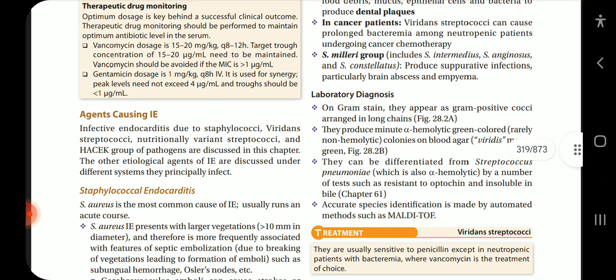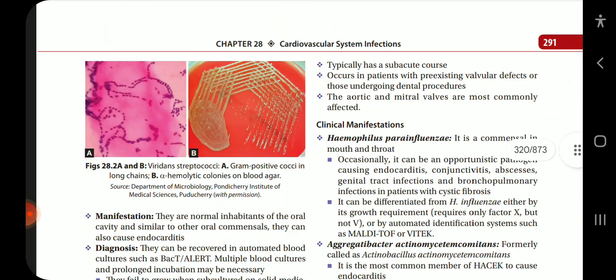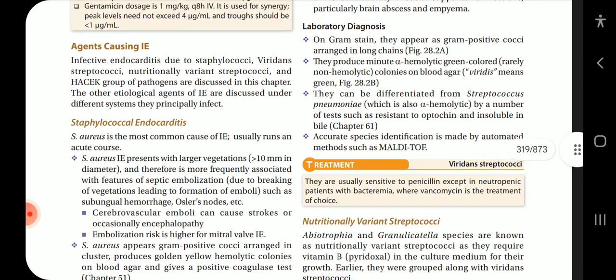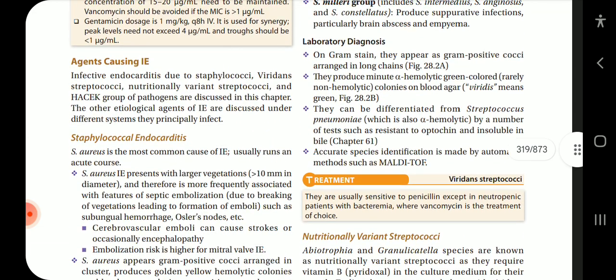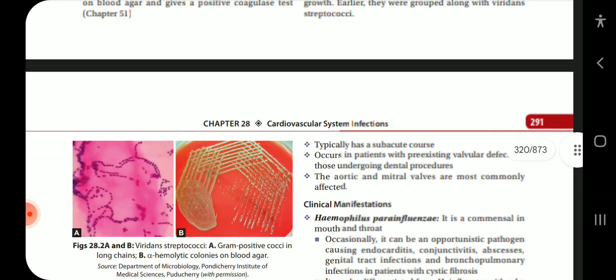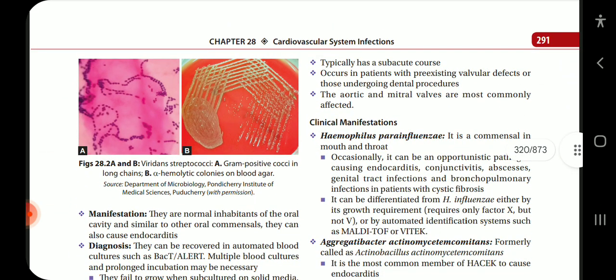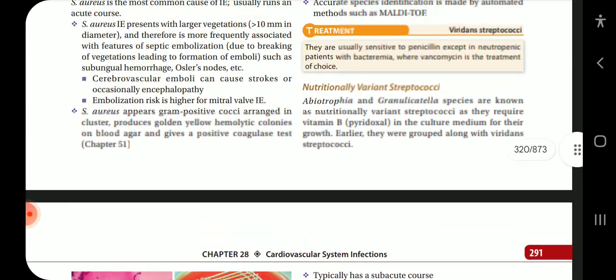In the lab diagnosis of viridans streptococci, we can do gram staining. On gram stain, they appear as gram-positive cocci arranged in long chains, as shown in figure 28.2a. You can see long chains. Other than this, they can appear as alpha hemolytic green colored colonies, or non-hemolytic colonies, on blood agar. Viridans means green. In figure 28.2b, alpha hemolytic colonies on blood agar can be seen.